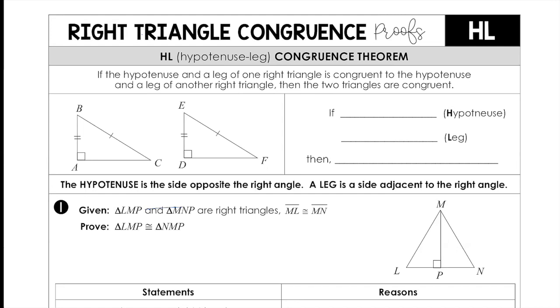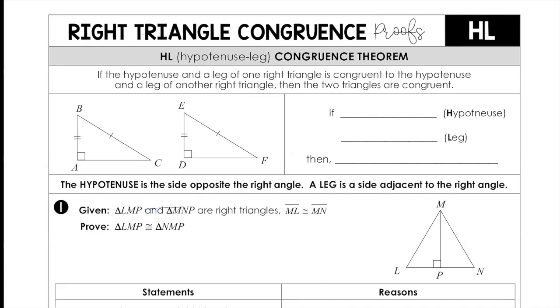Today is the last of our 5 theorems that help us prove triangles are congruent. Today, we will talk about hypotenuse leg. The most important thing to know with hypotenuse leg is it only exists in right triangles.